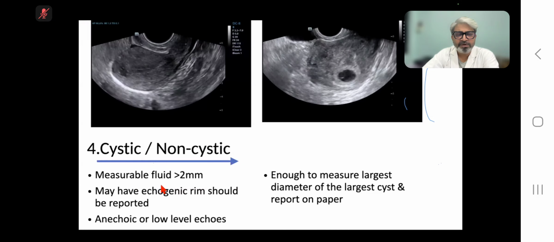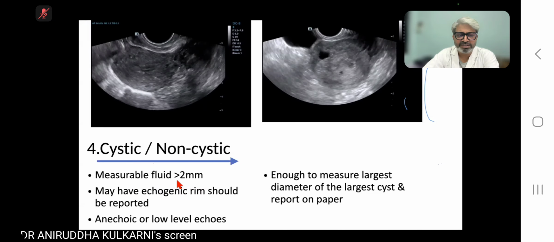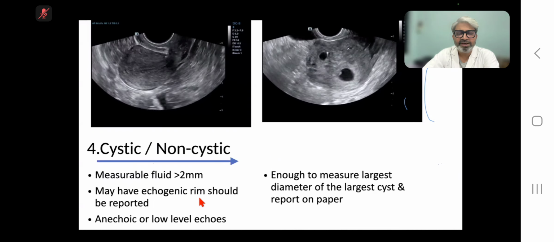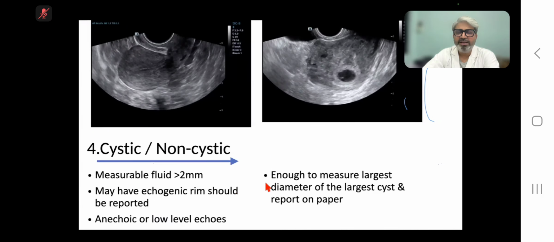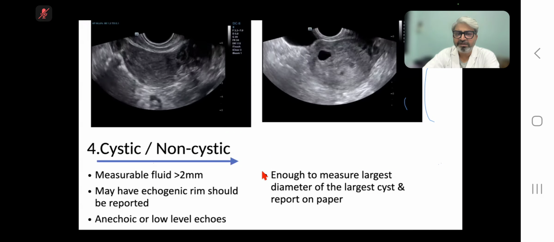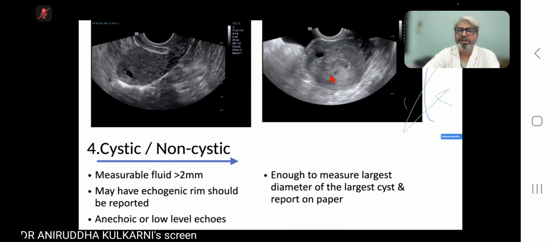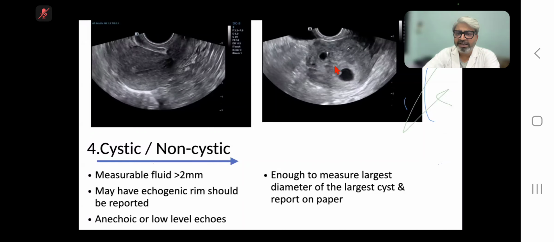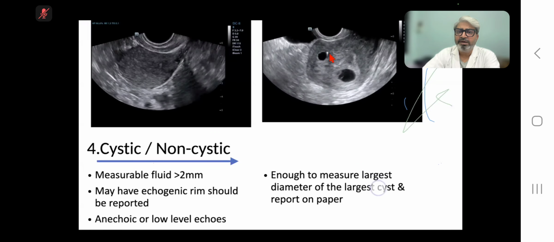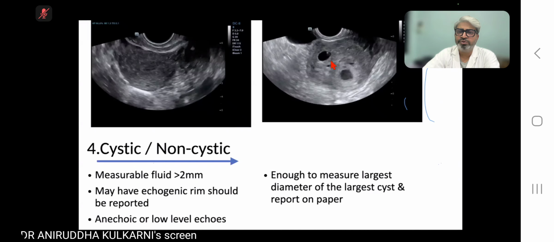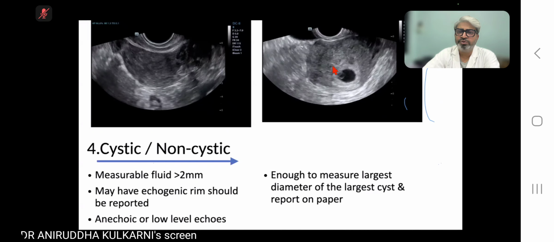So measurable fluid can be more than 2 millimeters in size, but this characterization of more than 2 millimeters was removed in the 2022 article. There may be an echogenic rim, which should be reported, and the cystic variant itself is enough, and we do not measure the size of the cystic lesion for that matter. Now here you can appreciate that it's an intrauterine pregnancy along with a small cystic area adjoining the endomyometrial junction zone along with a punctate area of what we call a comet tail artifact.